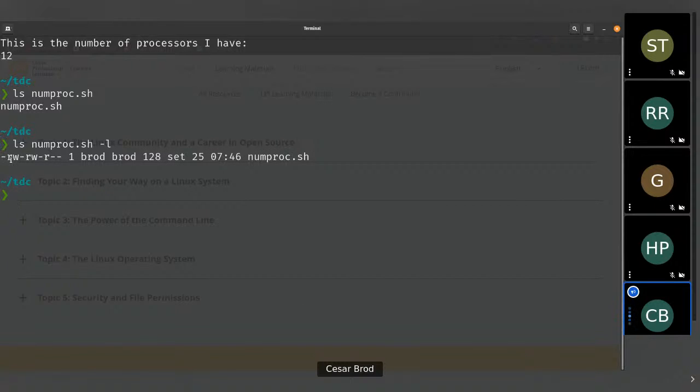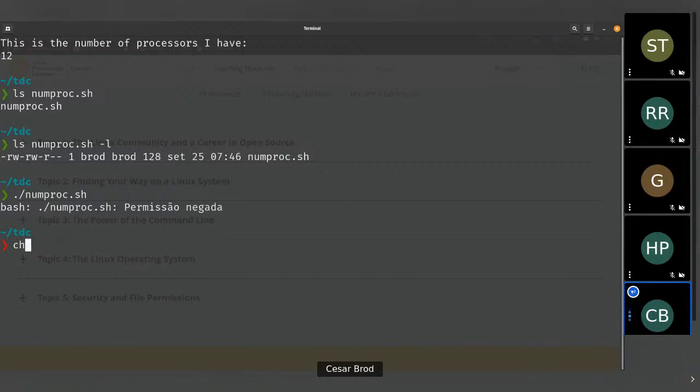So here we see that I can read and write, other users in my group can read and write, and everyone else in the system can only read, cannot write nor execute. So right now I cannot just call the program and execute from here, ./numproc.sh. It doesn't work. It says permission denied. I need to change this into an executable.